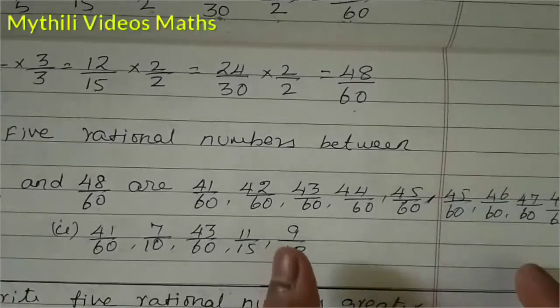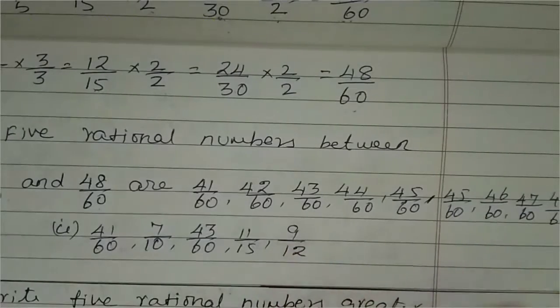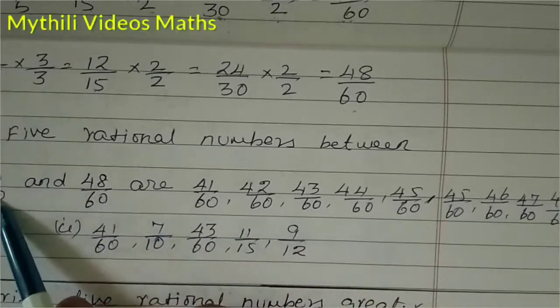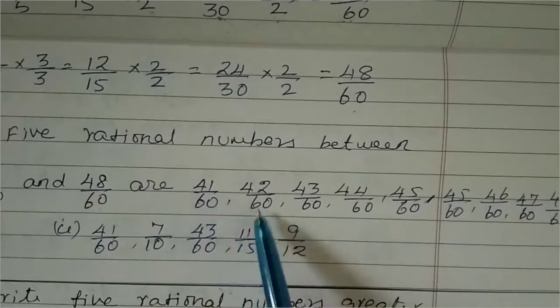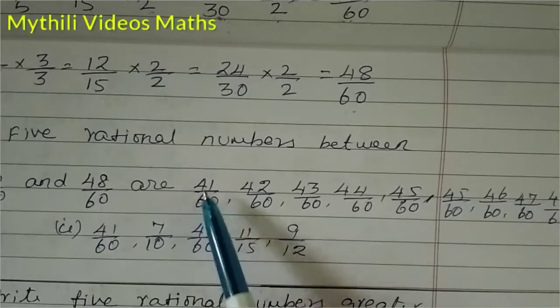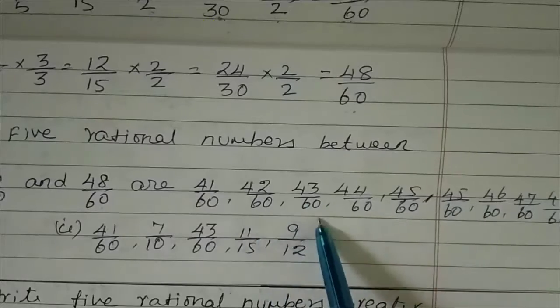Totally this many numbers are there. So in between, a few numbers we can take, from 40 to 48. This is your 40. After 40, 41 by 60, 42 by 60, 43 like this.